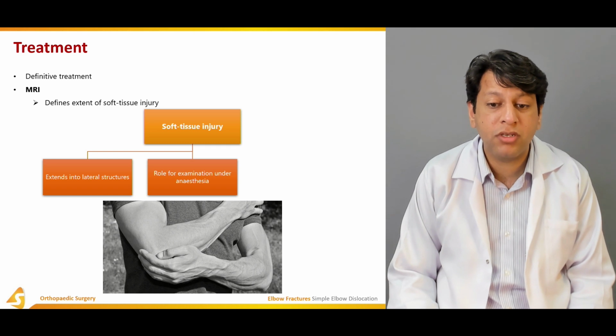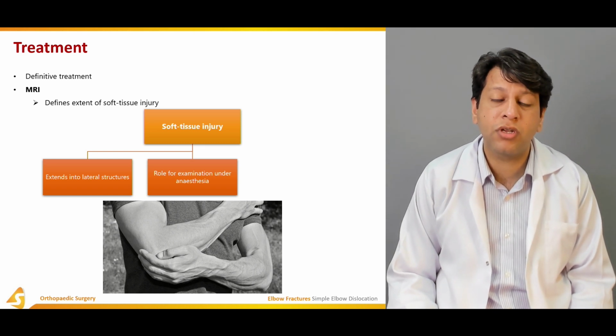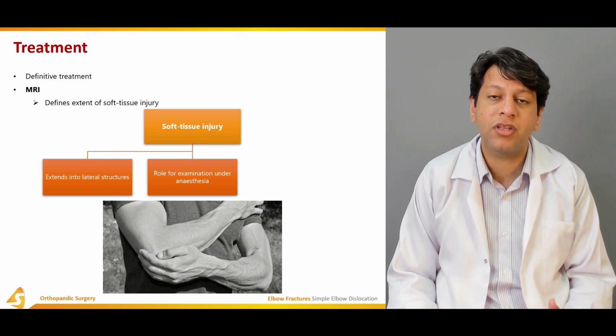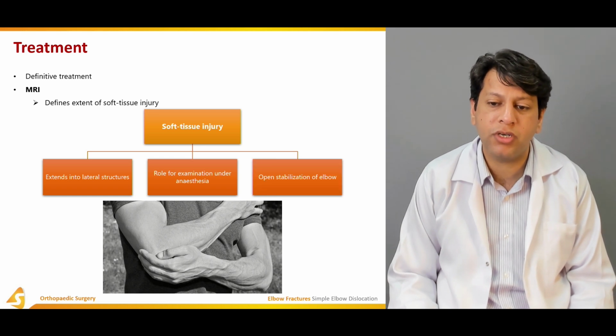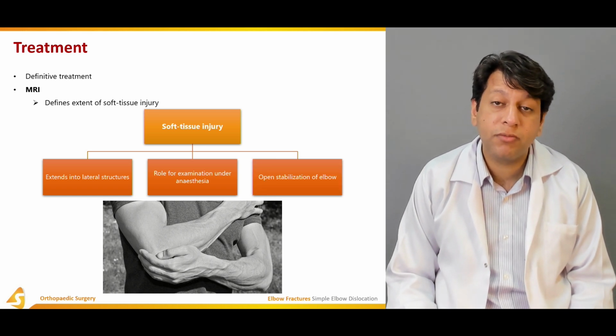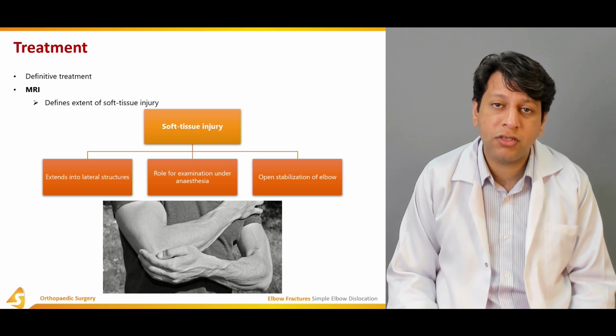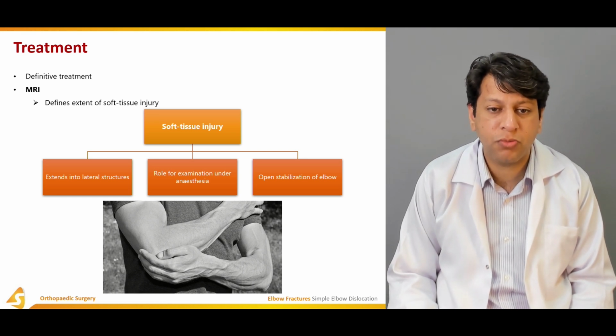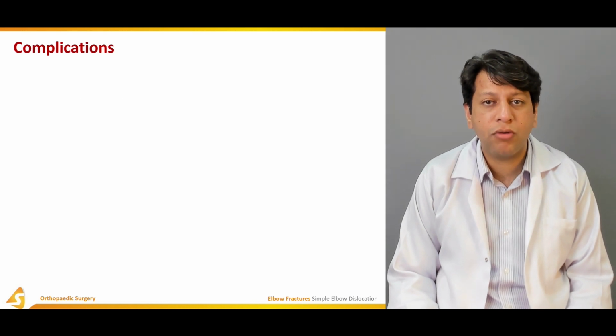The role of examination under anesthesia is also important so that we can see how much valgus and varus stress can be taken by the elbow at times. And if we suspect that the elbow is unstable, then probably we have to go for stabilization of the elbow as well. Now coming to the complications.